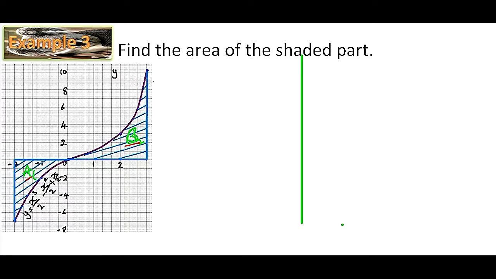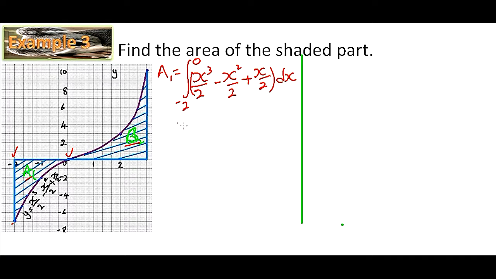So we start with A. So area 1 is equals to, we integrate the function. The limits are from minus 2 to 0. So we put minus 2 to 0, and then our function is x cubed divided by 2 minus x squared divided by 2 again, and then plus x divided by 2. This is with respect to x.